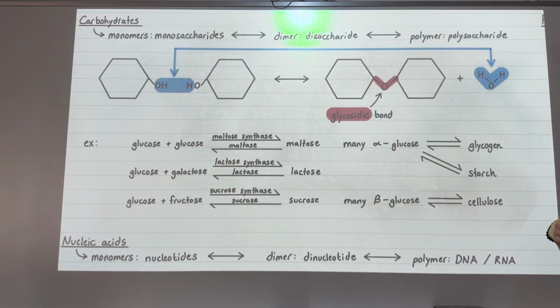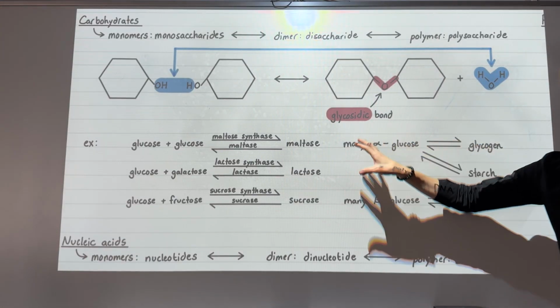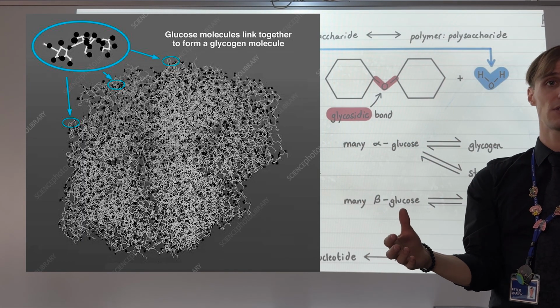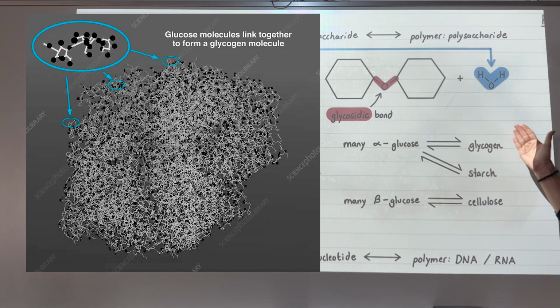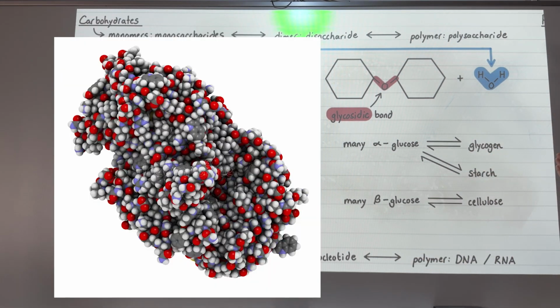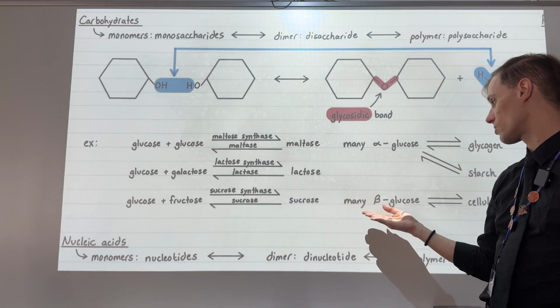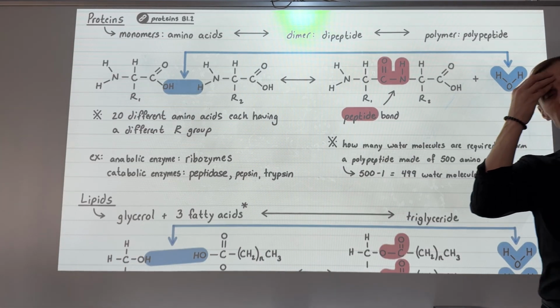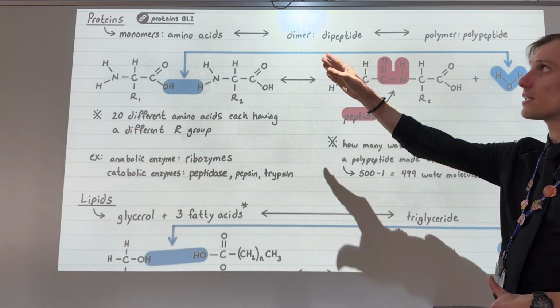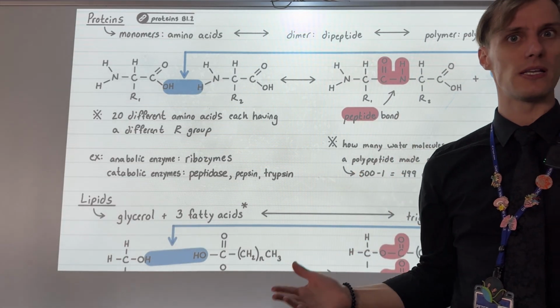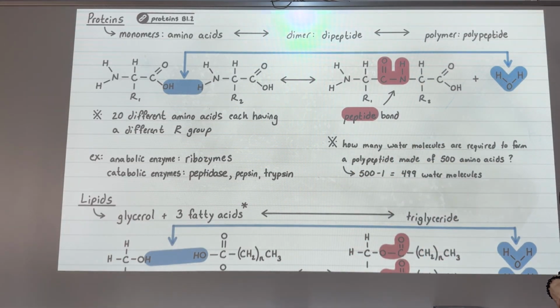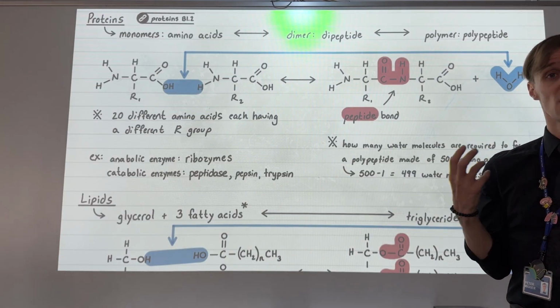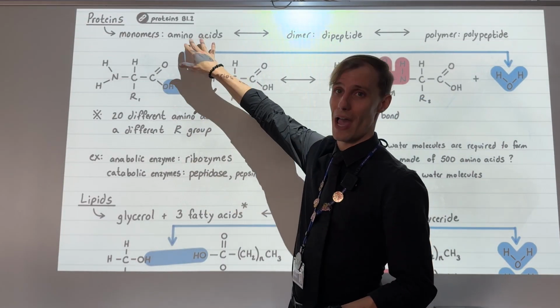Now, in terms of polysaccharides, if I take a bunch of alpha glucose together, I can form either glycogen, amylose, amylopectin, or starch. And if I take many beta glucose molecules together, I can form something like cellulose. Now, proteins, something that we'll look at more specifically in B1.2 in the protein subtopic, but this will be a good preview. The monomers of proteins are amino acids.